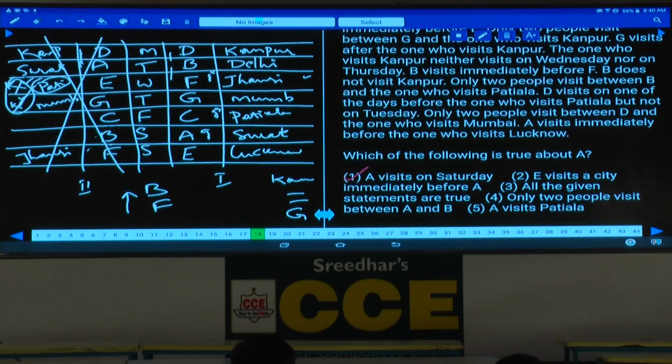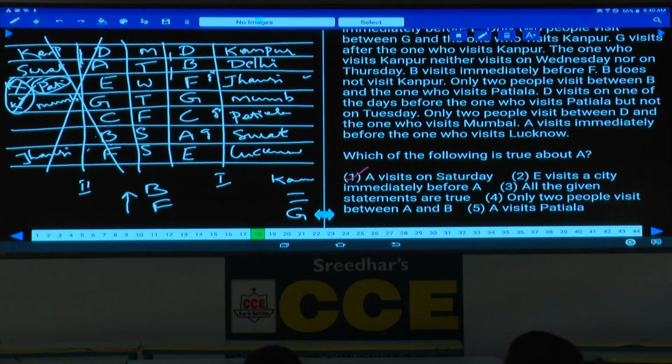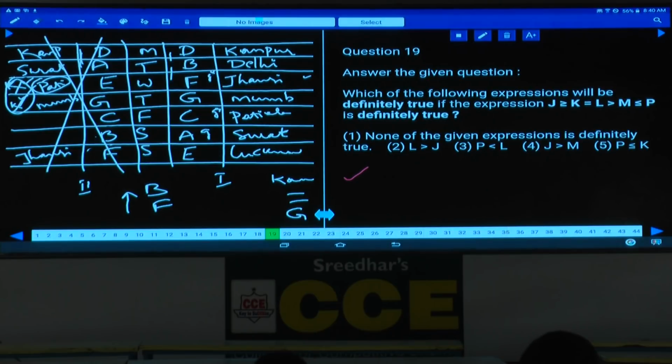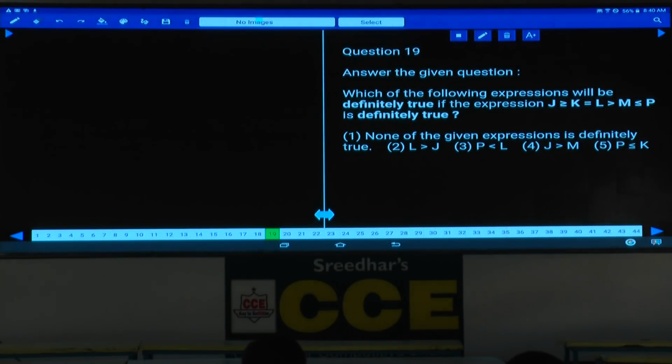Now, this was about question numbers 14 to 18. Done with this? Then 19 onwards, question number 19. What is there in this question? Again, coded inequalities. Which of the following expressions will definitely be true? Tell me what conclusion can be definitely drawn.